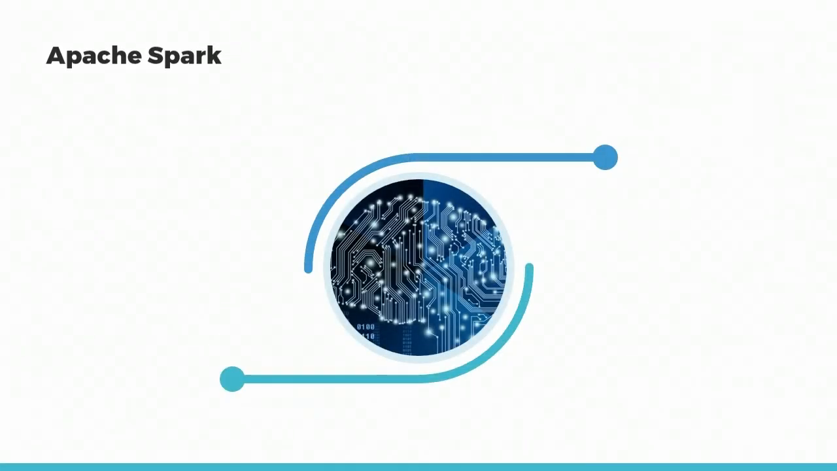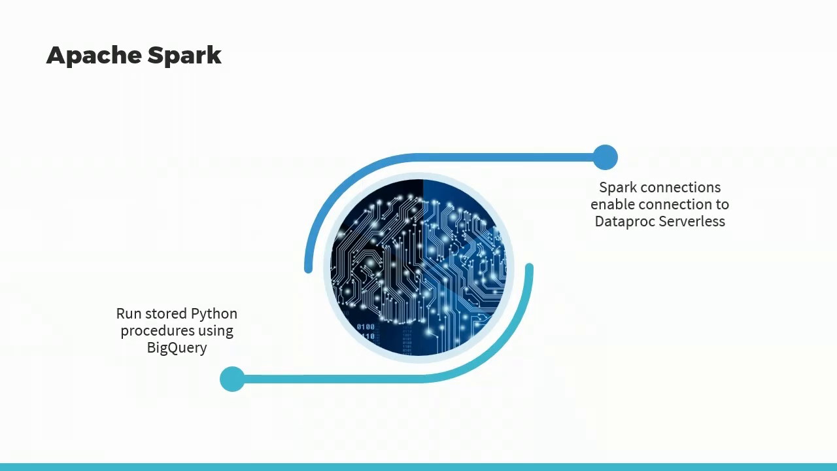It even grows a little bit further than that if we wanted to work with Apache Spark. So Apache Spark allows us to store procedures for Spark, and it lets us run these stored procedures that are written in Python using the BigQuery engine. A Spark connection is what's going to allow us to connect to different services such as Dataproc Serverless and run the stored procedures for Apache Spark. So that's a little bit on the different tools offered by BigQuery when it comes to connection and connection security.